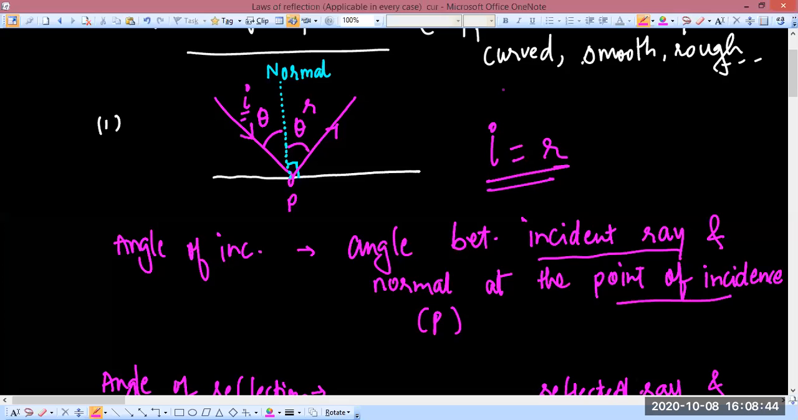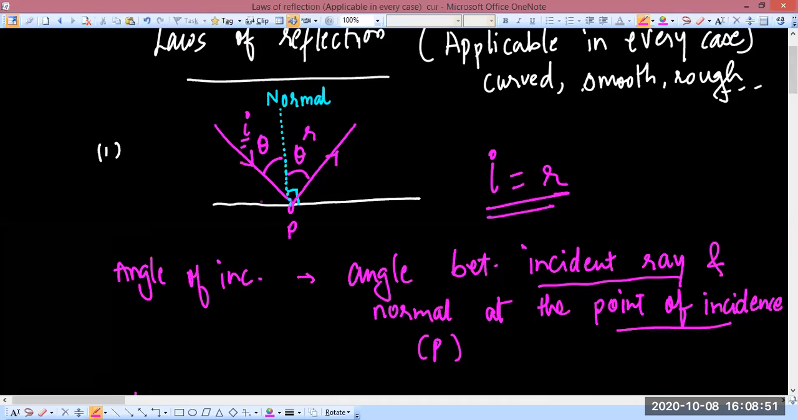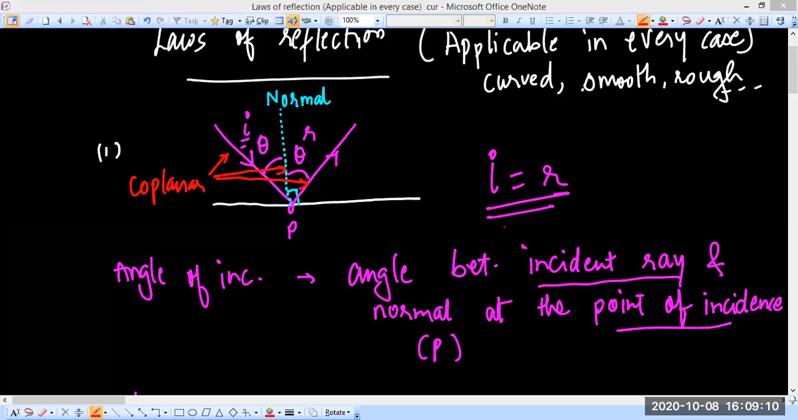And the second law is about coplanarity. It says that the incident ray, the normal, and the reflected ray, all three are coplanar. That is called the second law. All right, that is it. Now let's go to the next thing.